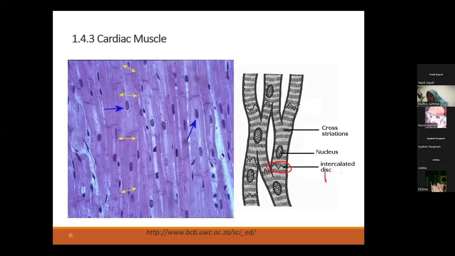Okay, who knows what is the function of the interconnected disc of cardiac muscle? Or can you check what is the function of the interconnected disc? Okay, did you get it? What is the function of the interconnected disc? To hold the cell together. To what, Alisa? Hold the cell together. Okay, hold the cell together.